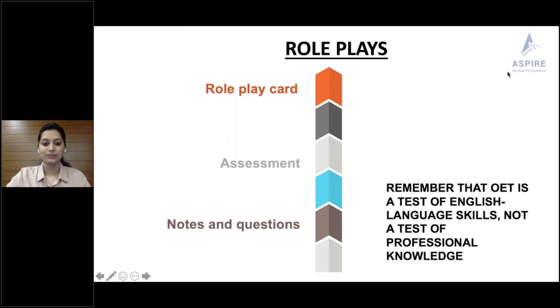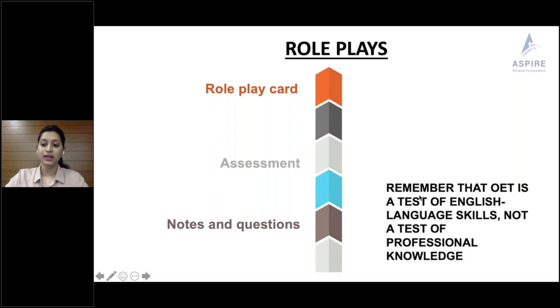So, the assessment. Your role play will be recorded and, as I mentioned earlier, it will be assessed by two professional OET members. Regarding notes and questions, you can write down notes during the preparation time. And if you have any questions, please make sure you clarify them during the preparation time and not when the role play starts.